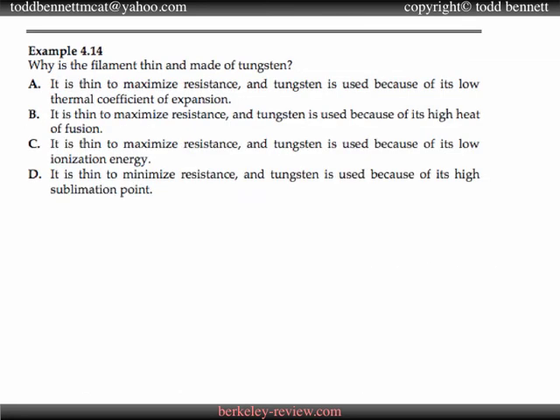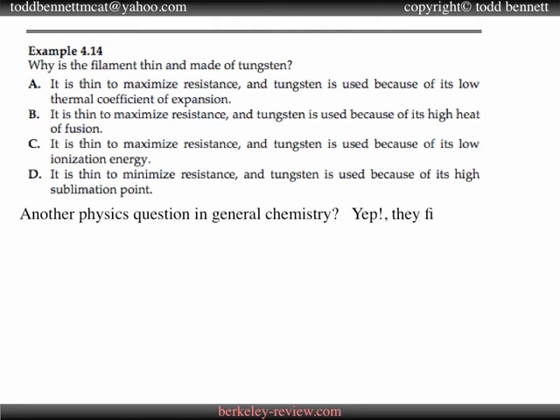4.14, why is the filament thin, or why is the thin filament made of tungsten? Again, random question. This one is a little bit of both, because actually we have to consider both the fact that a circuit is occurring, that's physics, but then the material we're choosing is a chemistry question. So we want to determine whether a thin or thick filament offers more resistance and what we actually need. So we're trying to generate a lot of heat drain.